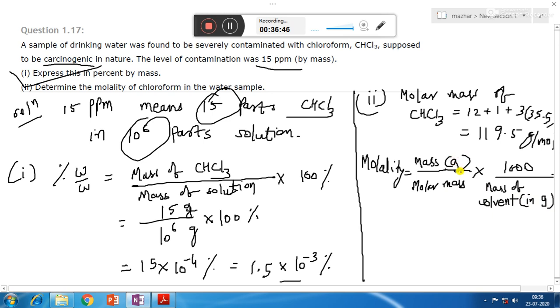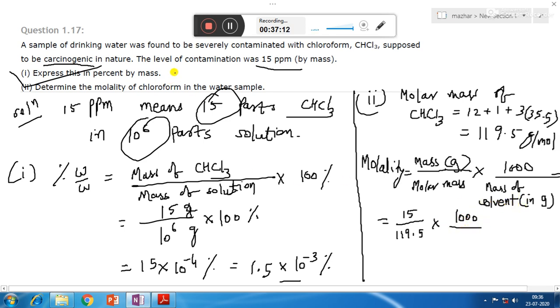Now here you can see that 15 parts chloroform in 10 raised to 6 parts solution, so 15 gram can be taken in 10 raised to 6 gram. So mass of chloroform is 15 gram, molar mass of chloroform is 119.5, into 1000 upon mass of solvent in gram.